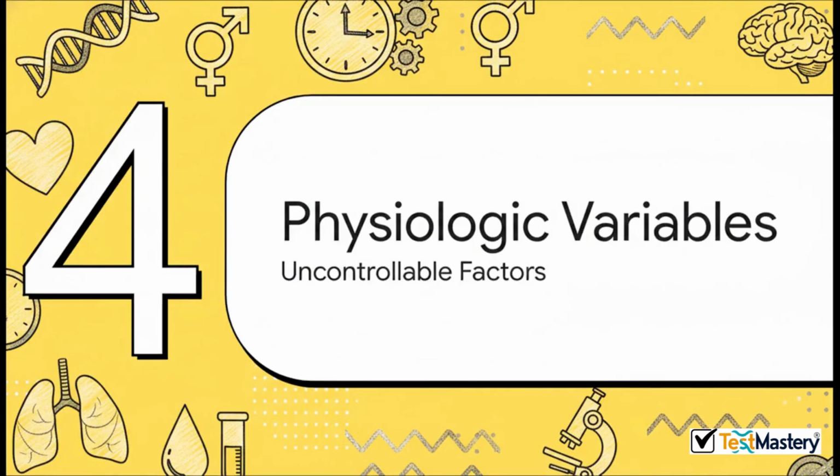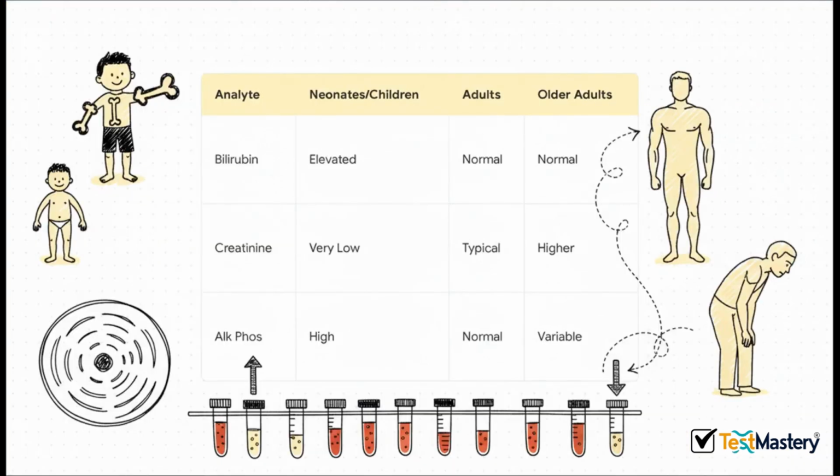All right, let's switch gears and talk about the factors that the patient can't control, but that you absolutely have to know about and document. These are the built-in variables that give us essential context for any lab result. Age is a huge one. What's perfectly normal for a grown-up can be a big red flag in a child, or vice versa.